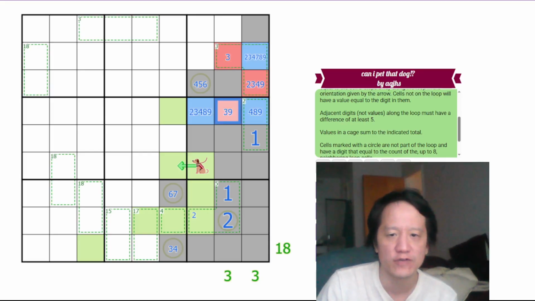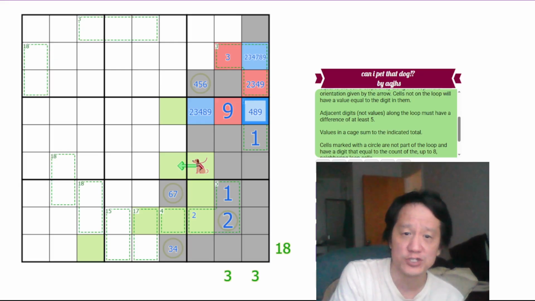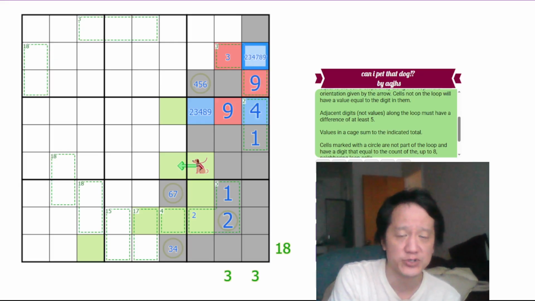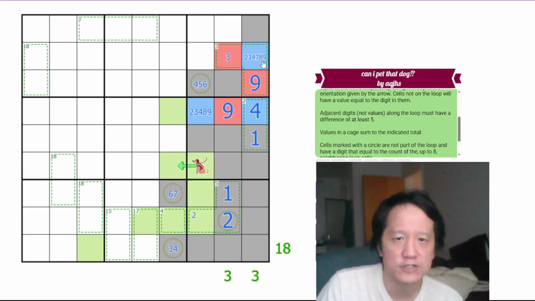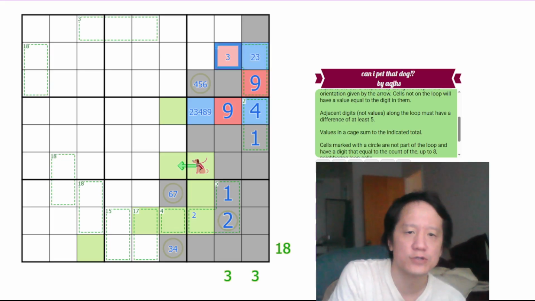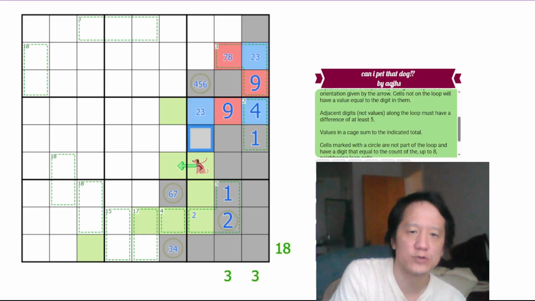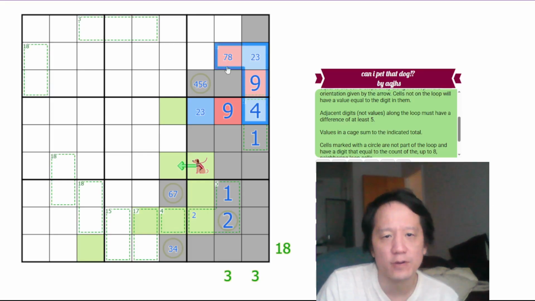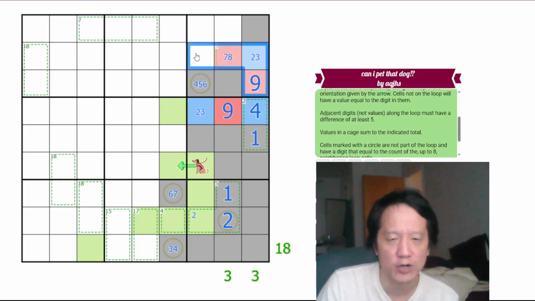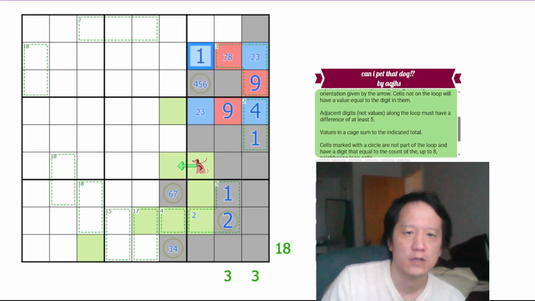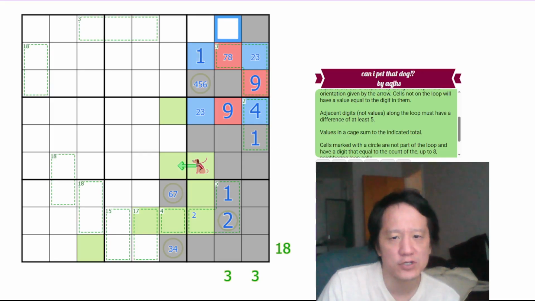This can't be 3 and 3, therefore this is high, so this is 9, which forces this to be 4. This is 9 then also. That forces this to be 2 or 3. This can't be 3. This is 7 or 8 here. This has to be 2 or 3 here. 4 away from the, this digit in this direction must be a 1. So it must go this way, and this must be 1. So this cannot be on the loop. This is a high digit.